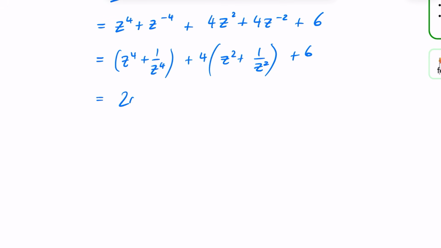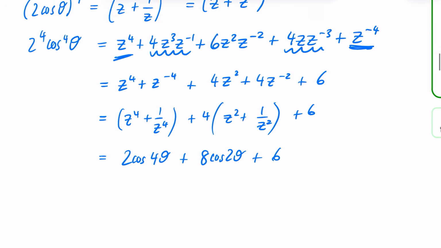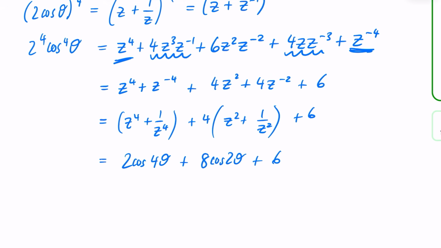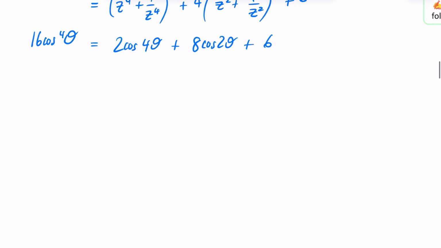So we have 2 cos 4 theta plus 4 lots of 2 cos 2 theta, which is 8 lots of cos 2 theta, plus 6. And then remember, we do need to divide by this 2 to the power of 4 here. We're actually currently working on 16 cos to the 4 theta. So this is my 16 cos to the 4 theta. We need to find out what cos to the 4 theta is.